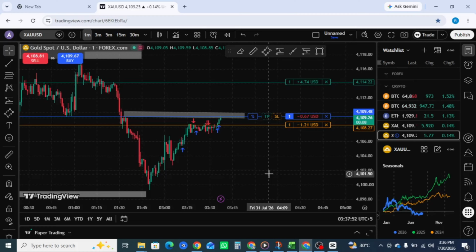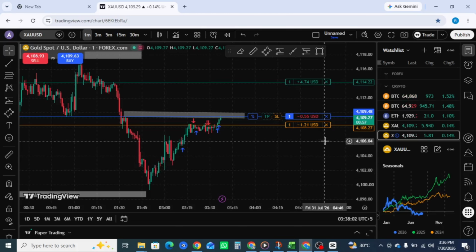Here's a pro tip: never place a trade without a clear plan. Decide your entry price, stop loss, take profit, and position size before clicking buy or sell. Building this habit during paper trading will prepare you for real market trading. And that's how you can buy and sell stocks using TradingView paper trading.